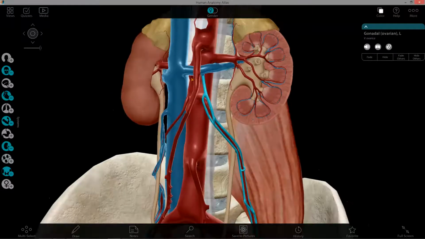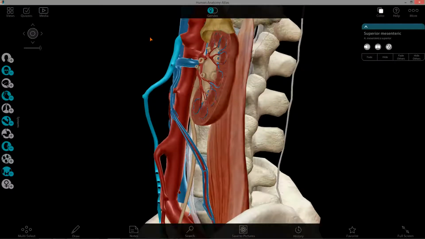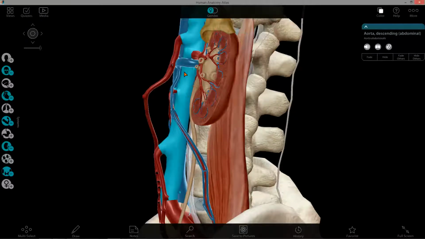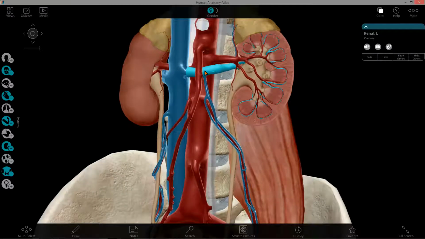And the last point of note regarding the left renal vein is that it's crossed anteriorly by the superior mesenteric artery, as seen here. Just a reminder, anterior, posterior, this is a lateral view. It's crossed anteriorly by the superior mesenteric artery, while posteriorly there is the descending abdominal aorta. And so between these two is a point of potential constriction of the left renal vein.